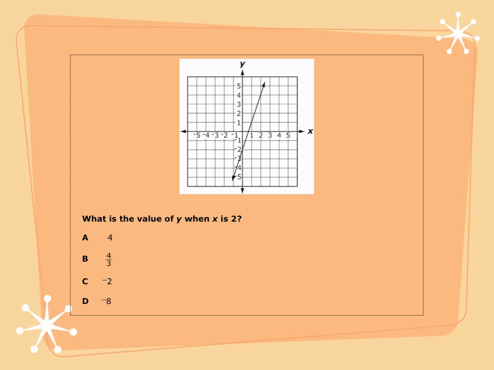This next example says, what is the value of y when x is 2? We'll look at your graph and find the point where x equals 2, and the corresponding y value would be A, 4.